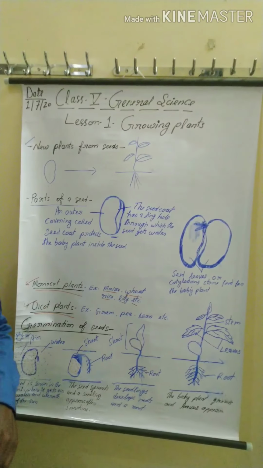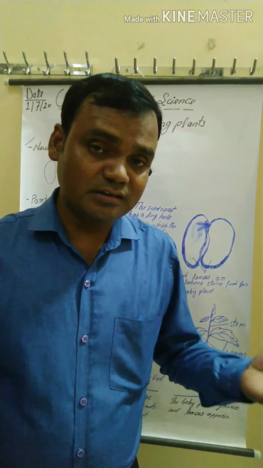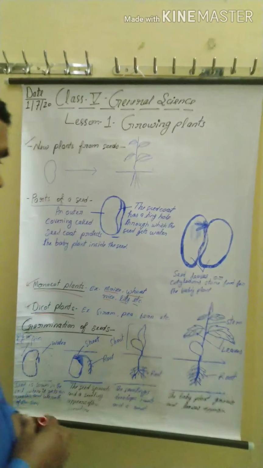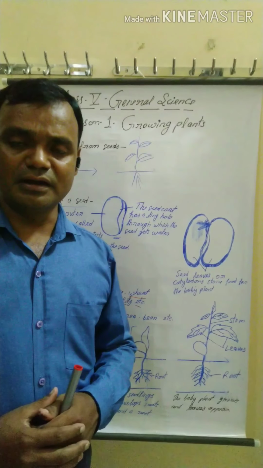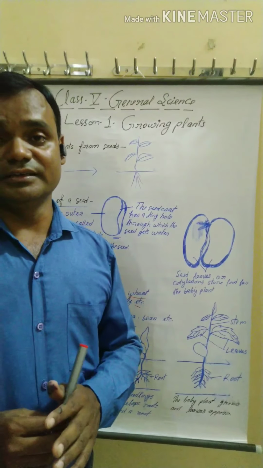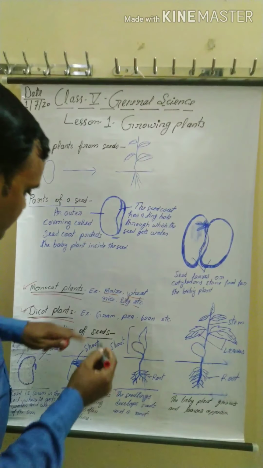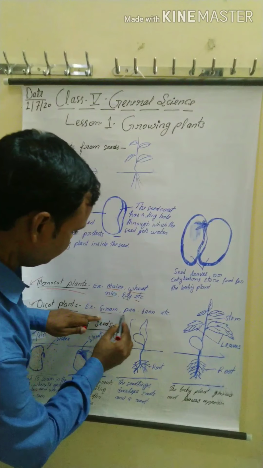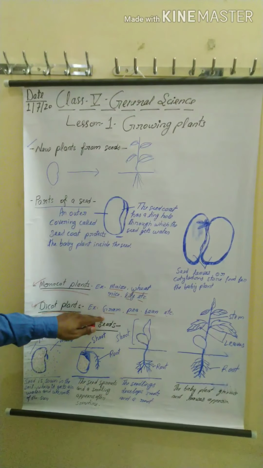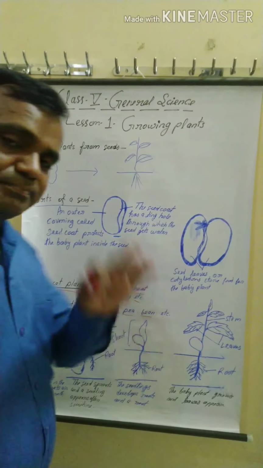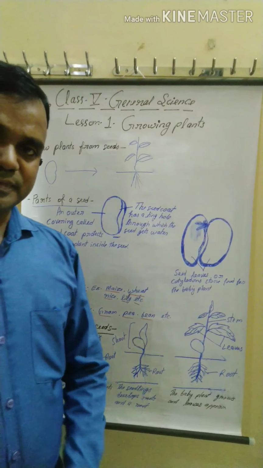Now dicot plants. What are dicot plants? Plants that have two cotyledons are called dicot plants. Examples: gram, pea, bean, etc. Okay, I hope you understand monocot plants and dicot plants.